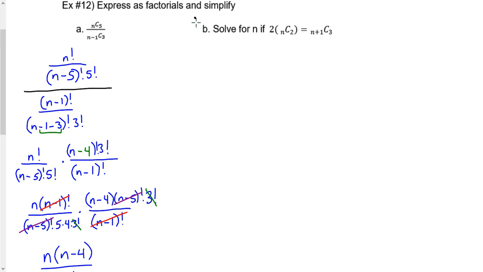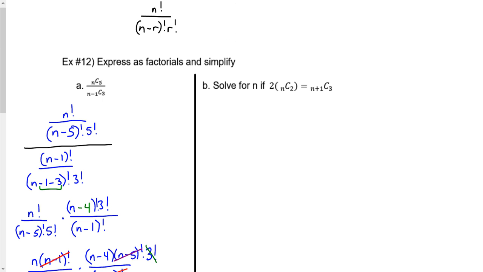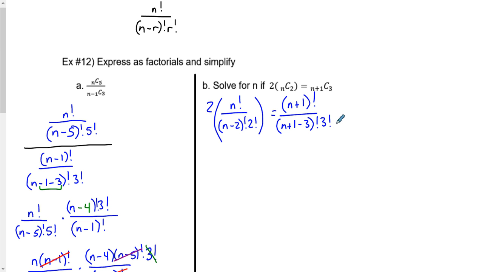Whereas in our other one, we're going to actually do some solving. So I'm just going to completely split it off, once again keeping in mind what our form is. We have 2 multiplied by nC2. So we'd have n factorial over n subtract 2 factorial, 2 factorial, equals n plus 1 factorial over n plus 1 subtract 3 factorial, 3 factorial.